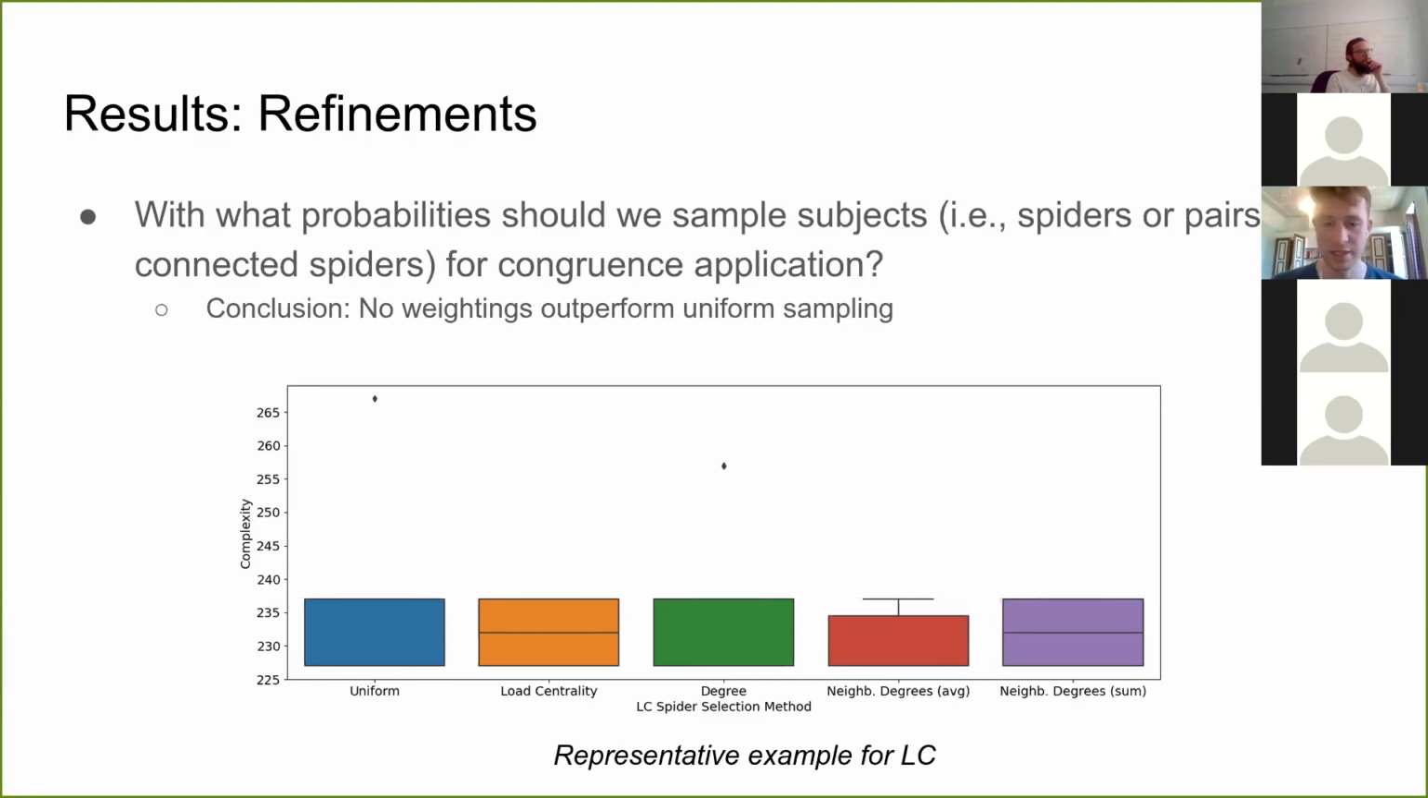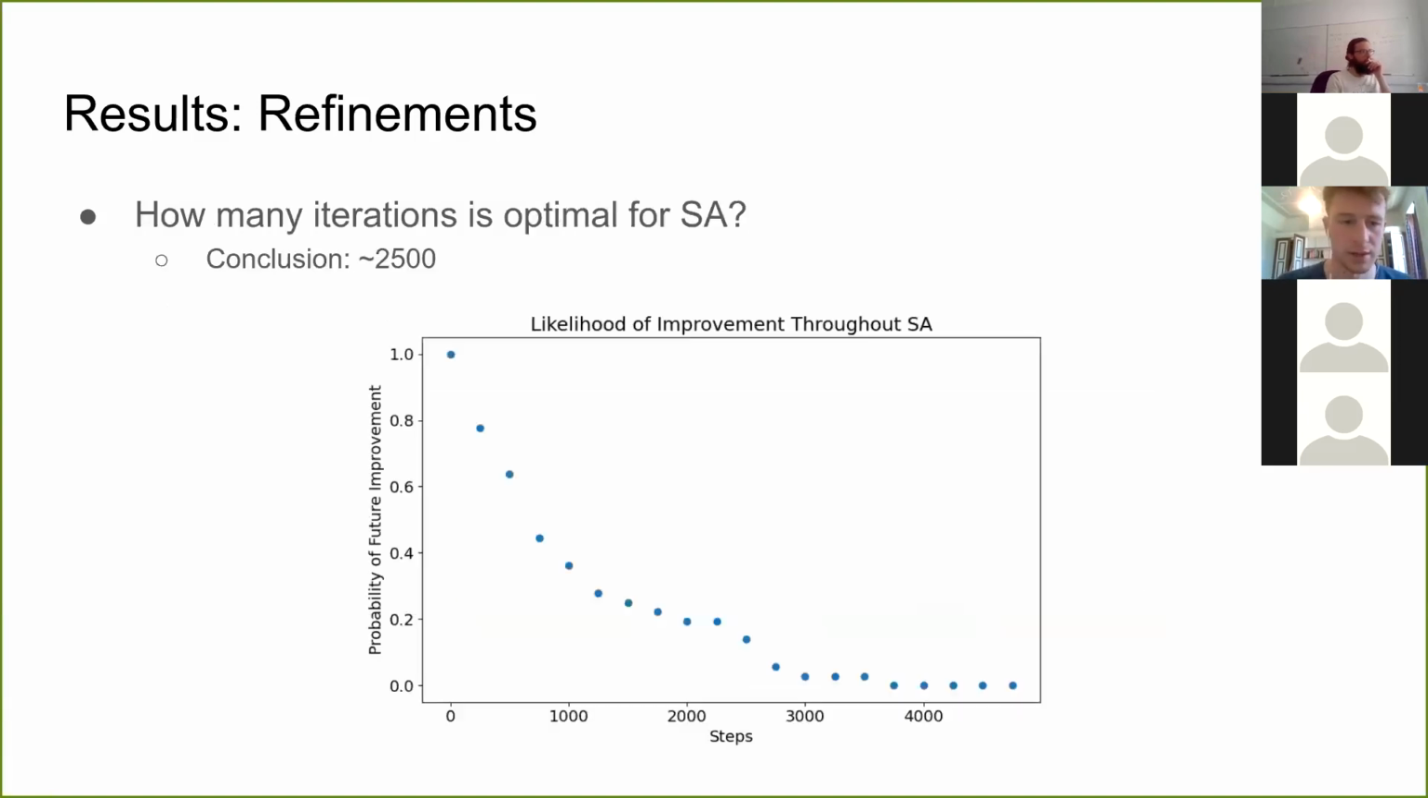We tried a bunch of these things, and I can go into more detail if people are interested, but the final answer was sort of no, we didn't have any weightings for subjects of these congruences that really increased performance. So again, we just go with uniform sampling.